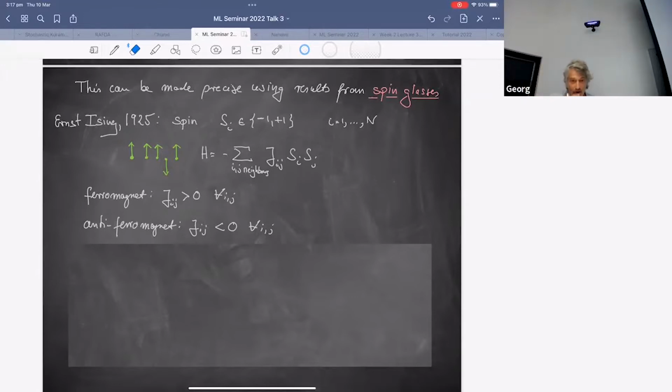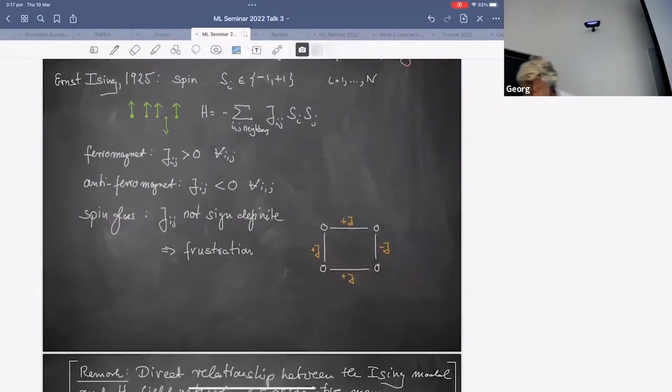Okay, so what are spin glasses? In a spin glass, these J's, these coupling constants that tell us whether we are attracting or want to repel, are not sign definite. So what can happen is, for example, the following. Let's say we have here our 4 atoms, and these 2 atoms have a plus J, these 2 have a plus J. This also has a positive sign, but there's a negative sign here.